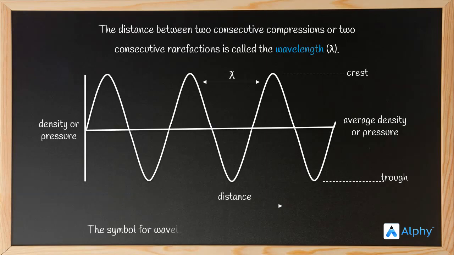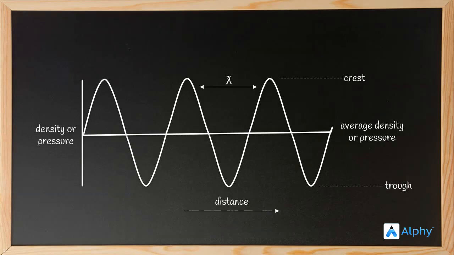The symbol for wavelength is lambda and the SI unit is meter. Lambda is a Greek alphabet and is used in place of wavelength. SI unit is the internationally accepted unit for a quantity. It is important to remember the SI units. So, wavelength lambda is written in meters.